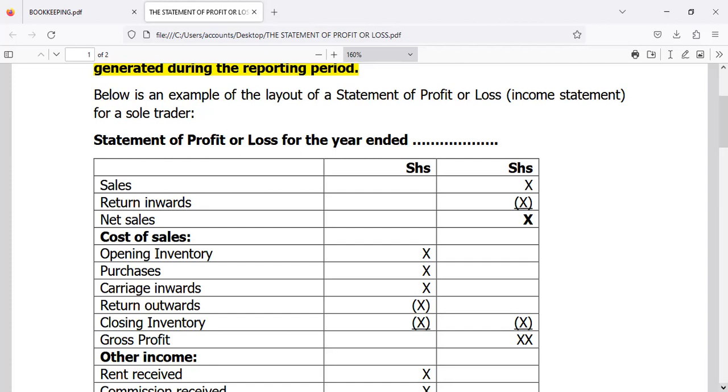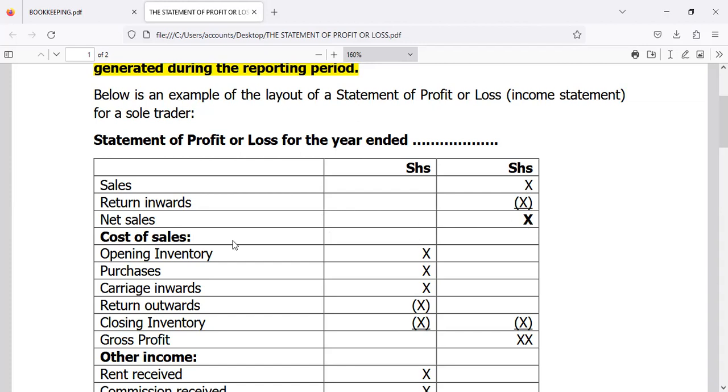So here we get the sales, because of course the business will be having goods or products that it will be selling to its customers. So we have to get the sales figure. Then we have to list the return inwards. When we talk about return inwards, here we are referring to the amount of goods that have been returned by the customers. You sold your goods to the customers, but now they're returning back some of the goods. So the return inwards reduces the sales. Then we come up with what we call the net sales.